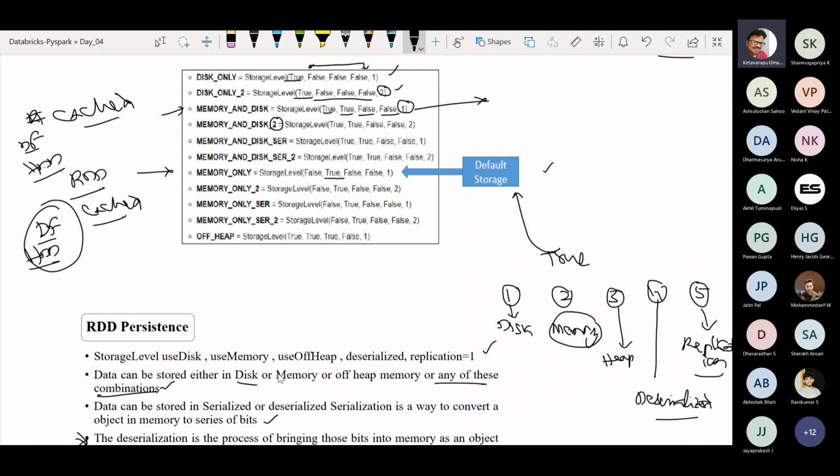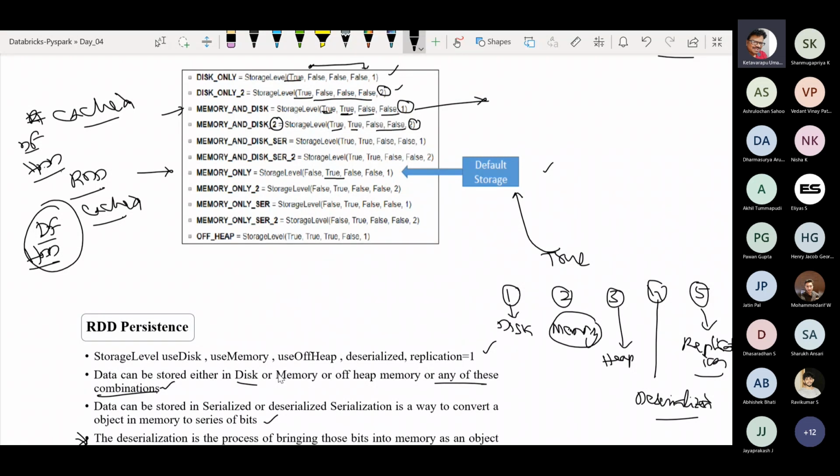It follows memory and disk with only one replication. The first two parameters are true, the remaining are false. And memory and disk with two replication, then definitely the replication factor is true. Memory and disk, first two parameters are true, remaining are false, obviously.